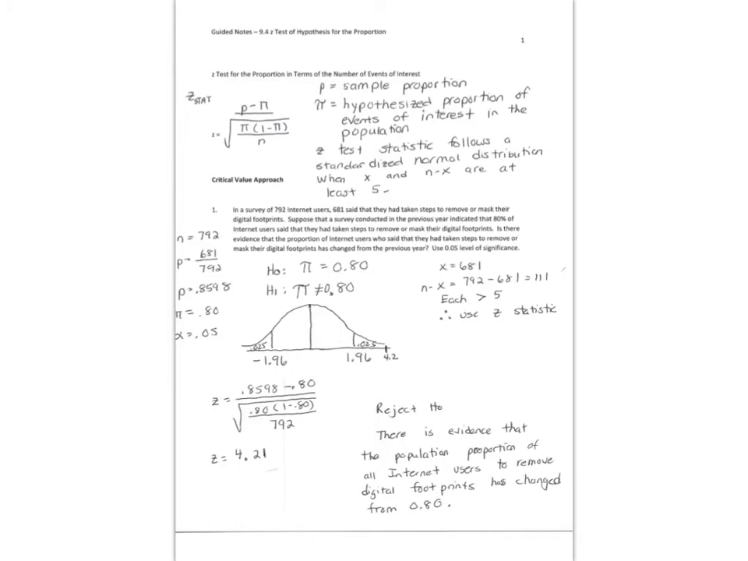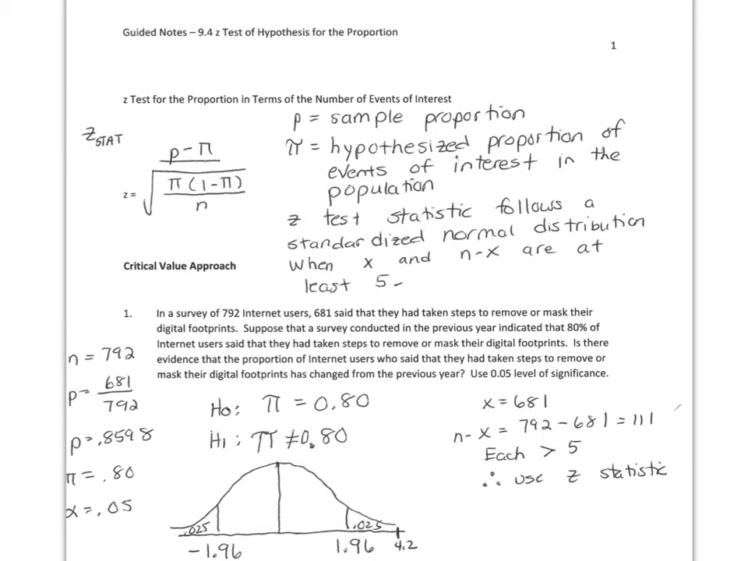Now I'm in 9.4. Good. And this is the z-test. This is more hypothesis testing, except it's for a proportion. And we should know that lowercase p is the sample proportion. Pi is for the population. And so the z-test statistic follows a standardized normal distribution when x and n minus x are at least 5. Okay, and that's normally going to be the case, but you'll check it. As long as they're at least 5, greater than 5, then you can use the z table.